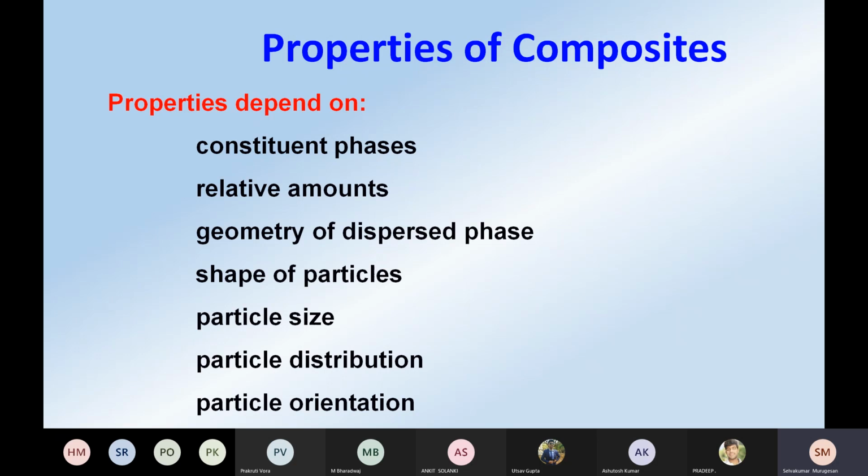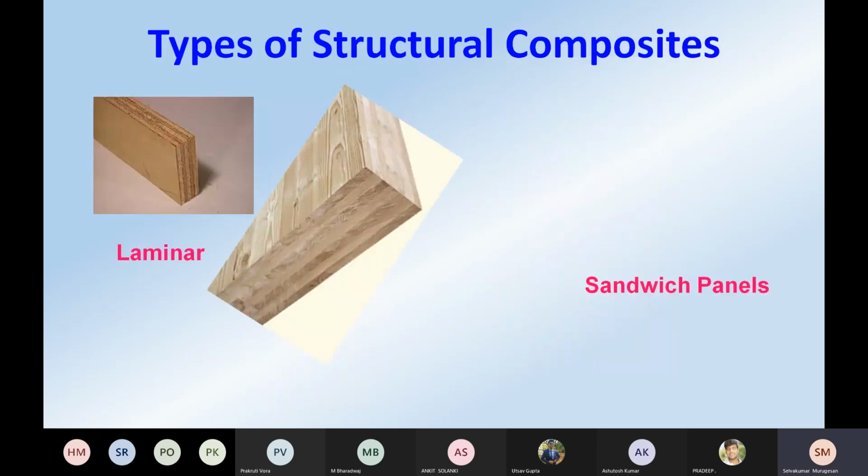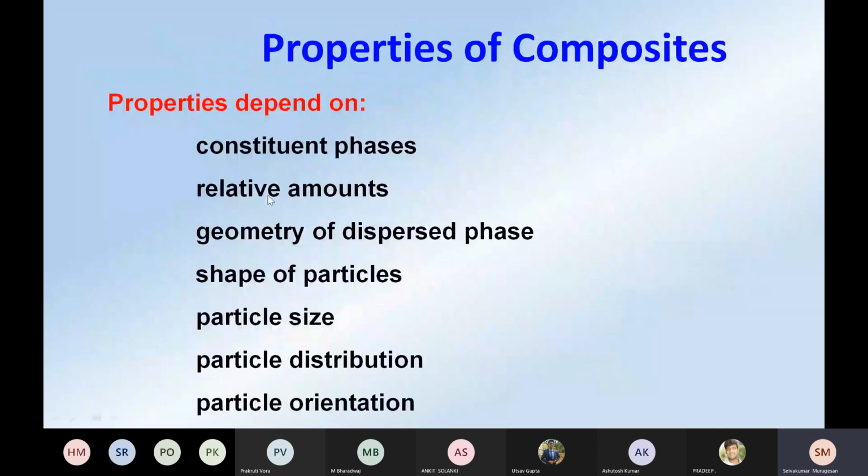If you don't have proper, homogeneous dispersion, and you have this kind of aggregate structure, what will happen? The crack will start to propagate very easily. So how much filler you are adding is really important, and the geometry of the dispersed phase is also important: shape, size, particle size distribution, and their orientation, etc.